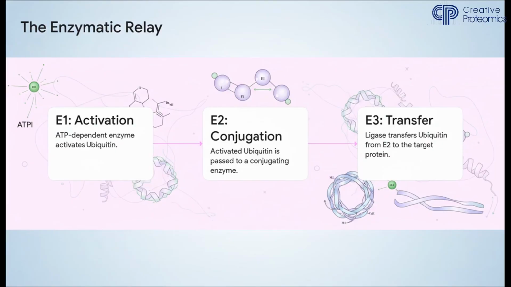Let's break down that relay. First up, you have the E1 enzyme. It uses energy from ATP to activate a ubiquitin molecule. Simple enough. Next, that activated ubiquitin gets handed off to an E2 enzyme, the conjugating enzyme. And then, in what is absolutely the most critical step, the E3 ligase enzyme grabs that ubiquitin from E2 and attaches it to the specific protein it's meant for. So E1, E2, E3: activation, conjugation, and transfer.